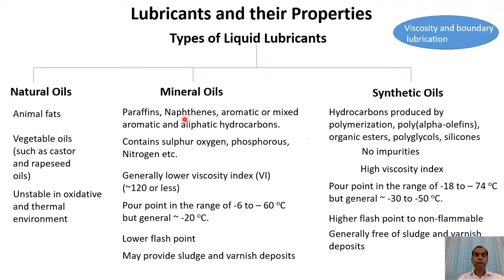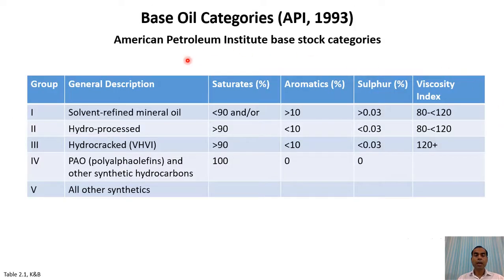Now let us look at the constituents of mineral oils. Mineral oils generally contain paraffins and naphthenes, aromatic or mixed aromatic and aliphatic. So these are the main hydrocarbon molecules present in mineral oils. Based on the proportion of paraffins and naphthenes, the mineral oils have been divided into some groups. So here in this slide, I would like to present the different groups.